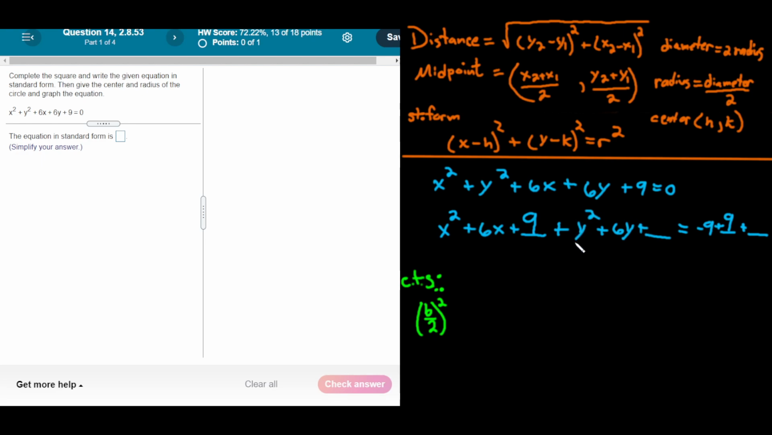We're going to do the same thing with this y portion here. It's another 6. 6 divided by 2 is 3. 3 squared is 9. We're going to put a 9 here. Whatever you do to one side, you better do to the other. We're going to add a 9 here. Now look at this. We have a bunch of 9s everywhere. Let's do the right side first. We have negative 9 plus 9, which is 0, plus another 9 is positive 9.